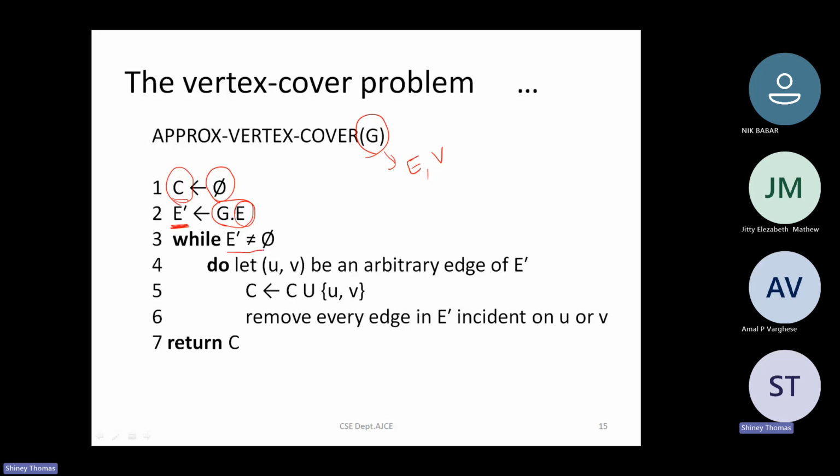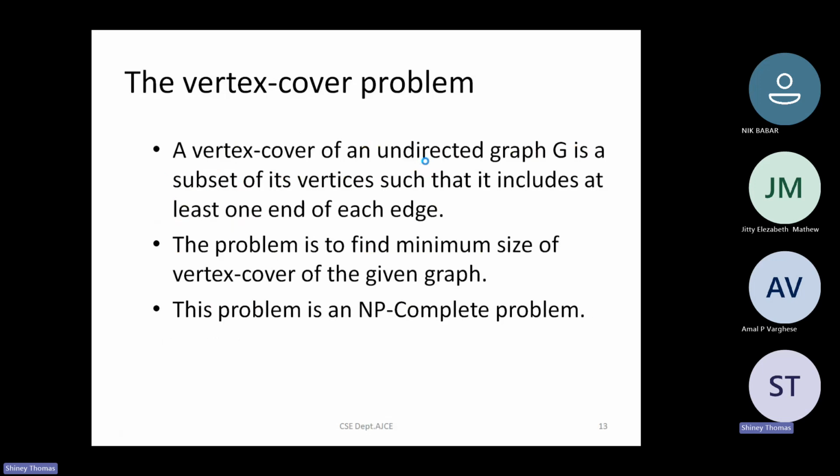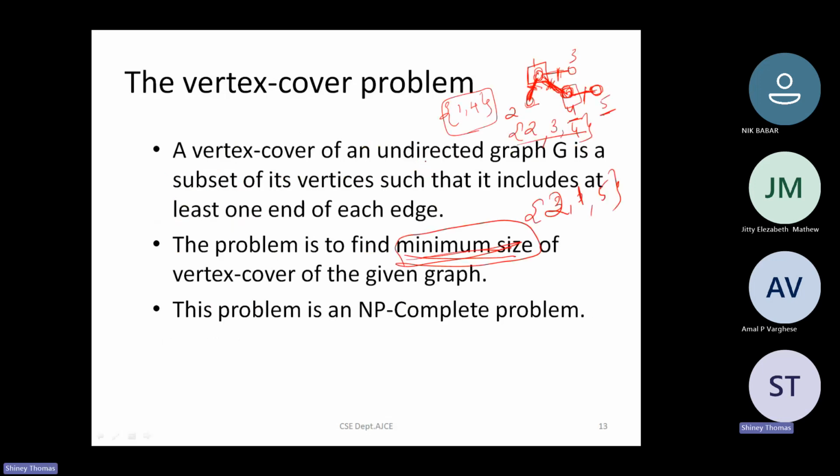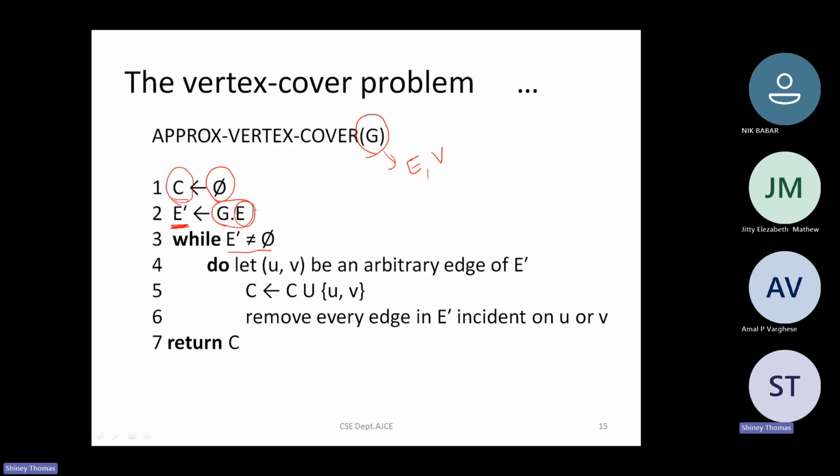Now, while E prime is not null, that means you have all the set of edges that you have in a particular graph. Say this is our graph, all the edges, say 2-1, 3-1, 4-1, and 4-5. All the edges that are there will be copied to E prime. Now, while there exists an edge in E prime, let UV be an arbitrary edge of E prime. Take a random edge. നമ്മൾ വെർട്ടെക്സ് നോക്കാതെ എഡ്ജ് ആണ് ഇവിടെ നോക്കുന്നത്.